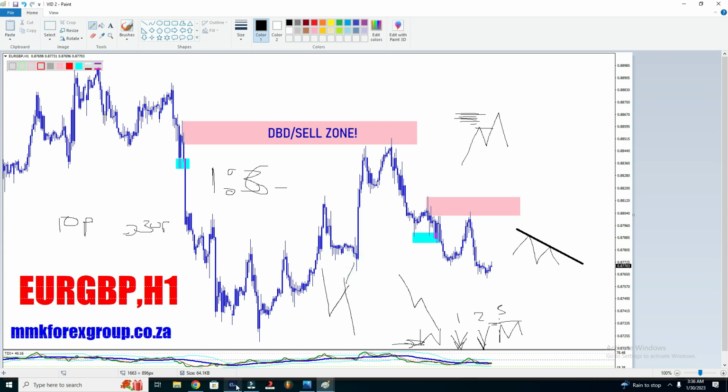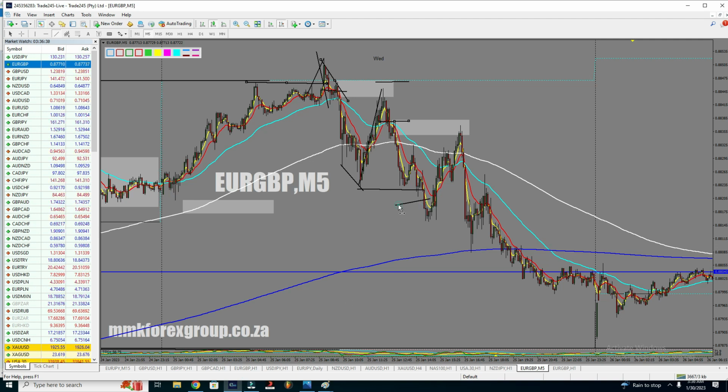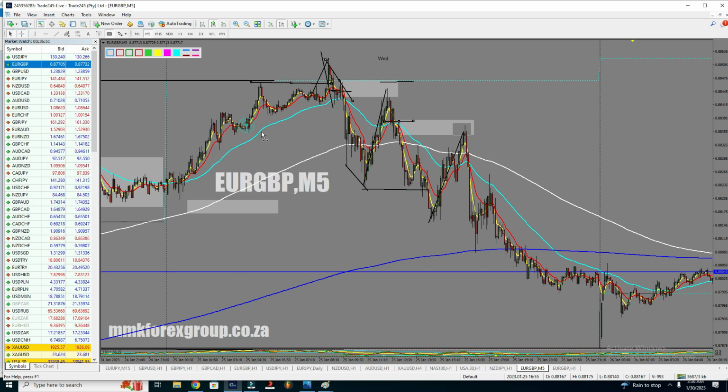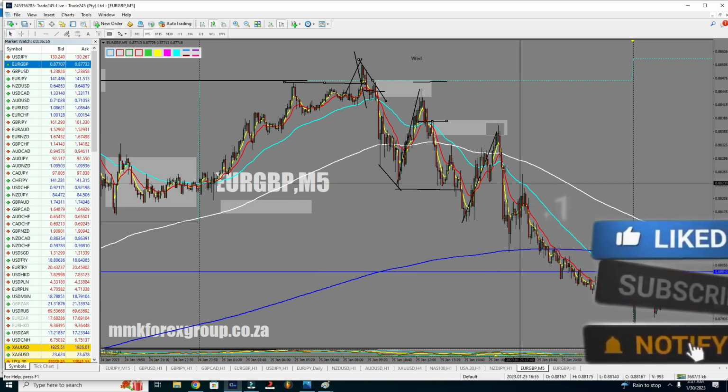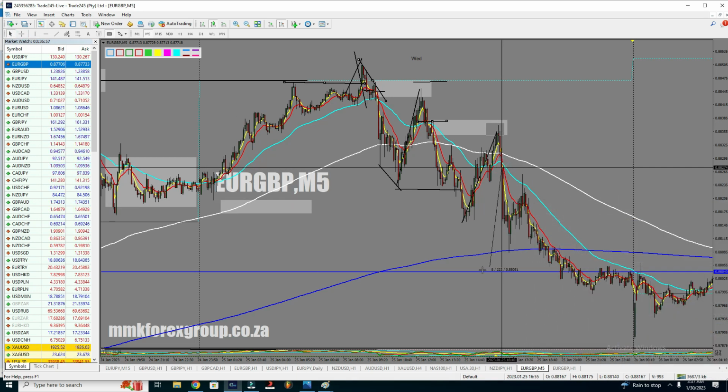So as you can see, this is what we had. Then we had another pullback to that area, and this was a nice area for you to add on some trades. So instead of getting 30 pips, you would have added on some trades right there. This is the close below, you'd be looking at an extra 23 pips, an extra 23 pips.